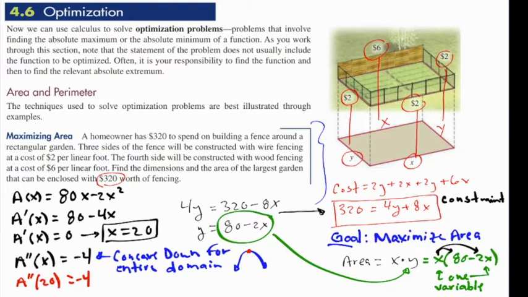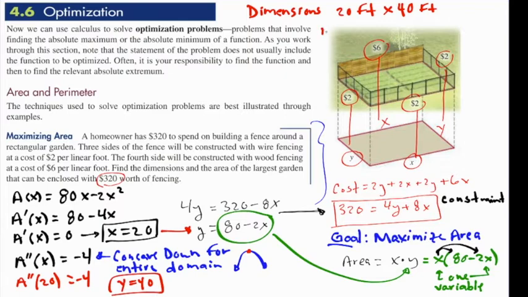We can plug that x is 20 into this equation for y right next to it here. 80 minus 2 times 20 gives us a y variable of 40, and we have found the dimensions. So the dimensions that we want here is 20 feet by 40 feet, and this creates a max area equal to 800 square feet.